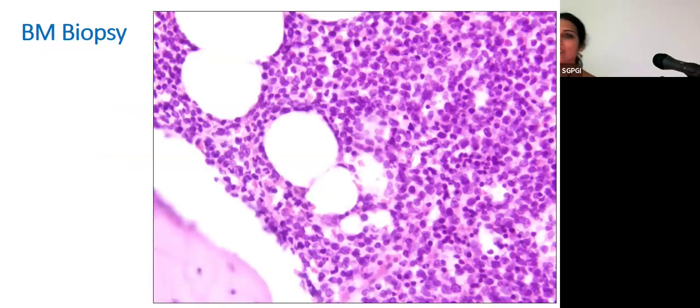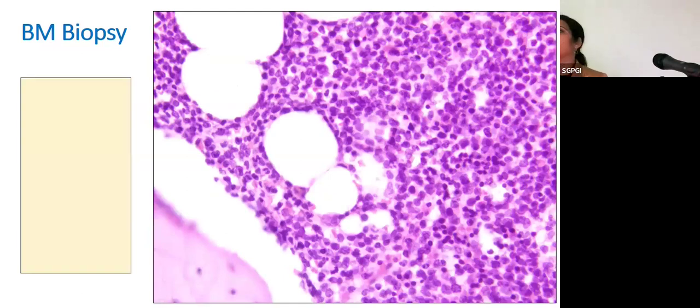Okay. So this is the bone marrow biopsy of the case. Again, you can see the same cells replacing the whole bone marrow, right? So all marrow replaced, a lot of atypical cells, again showing prominent nuclei, vesicular nuclei. No doubt that yes, the whole marrow is replaced.